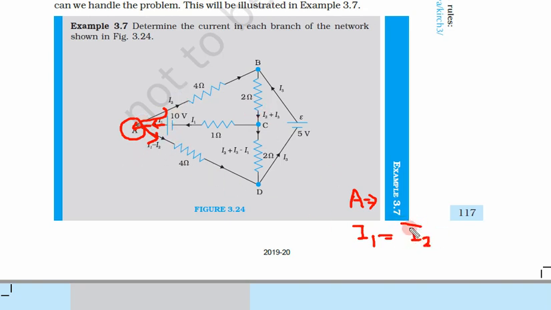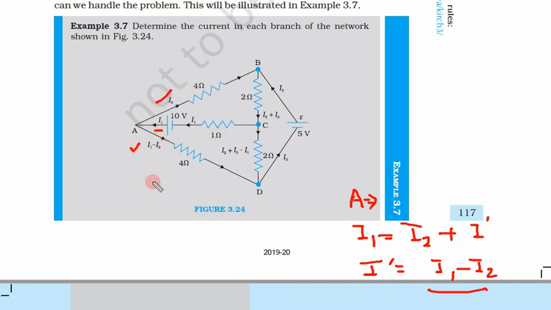What would be the second current? We can mark this second current as I dash. What is I dash? We know the current leaving the junction is equal to the current entering the junction. So I dash is equal to I1 minus I2. So that is the current. Till now we have marked three currents: I1, I2, and I1 minus I2.